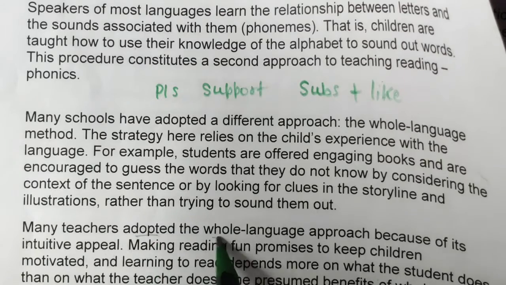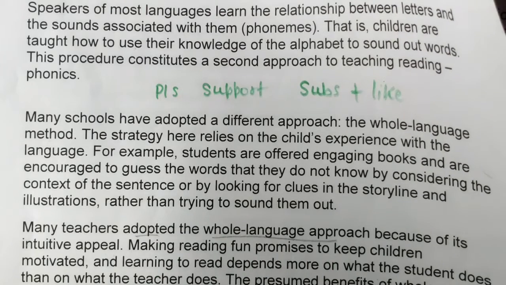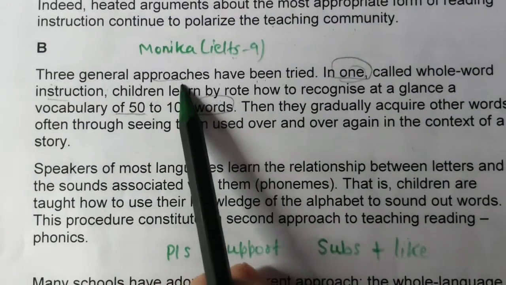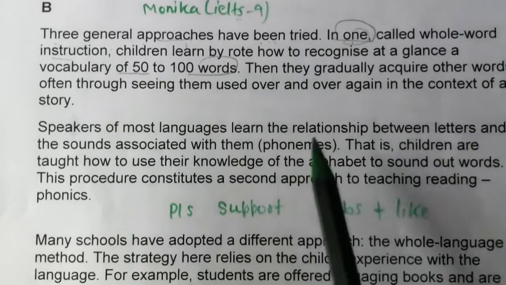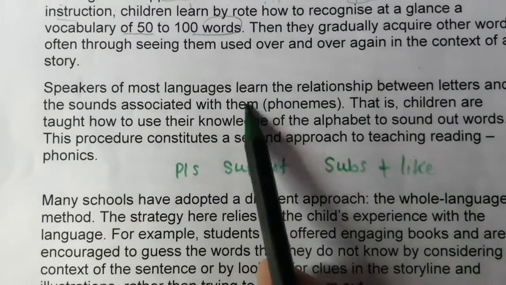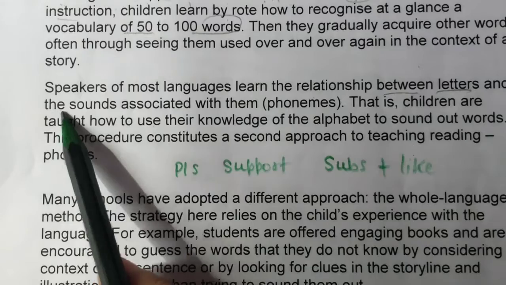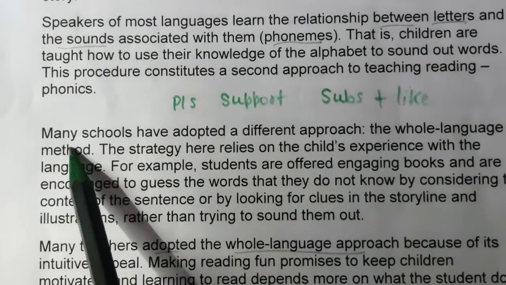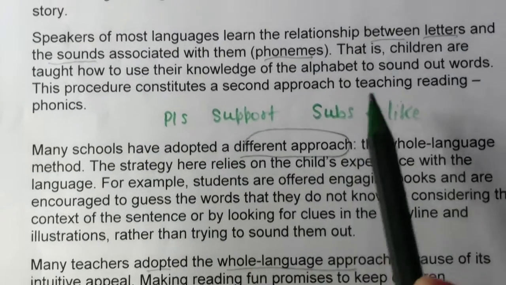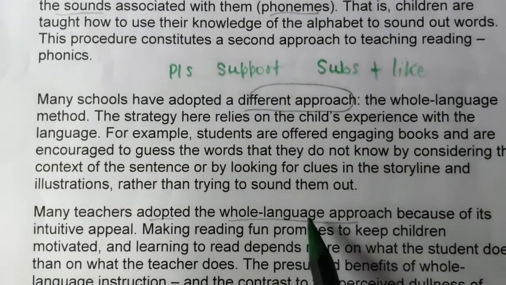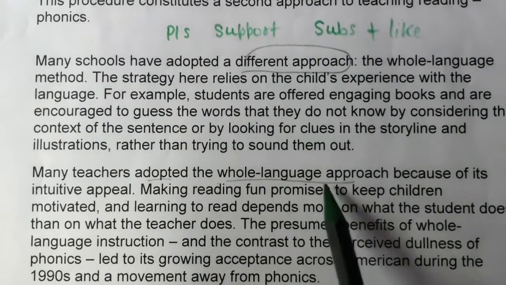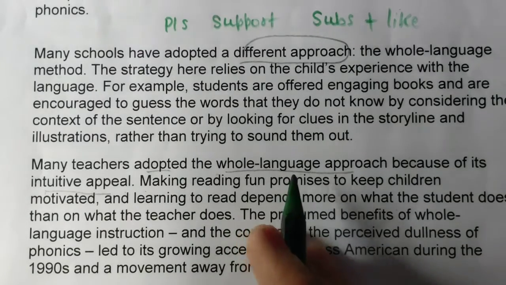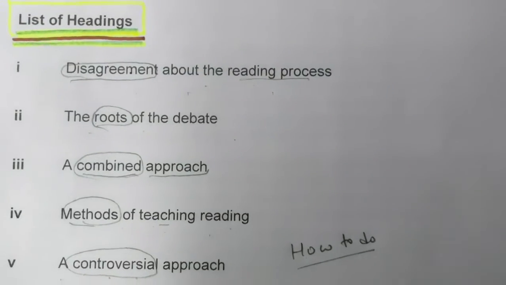Many teachers adopted the whole language approach. So we have come to know that in paragraph B they have shown three general approaches have been tried. In one, the first, maybe speakers of most languages learn the relationship between letters and sounds. That is, children are taught. Okay, so many schools have adopted a different approach. It means one is this, second is this. Next one, many teachers adopted the whole language approach because of its intuitive appeal. So they have told us three methods. So let's see what we can match.